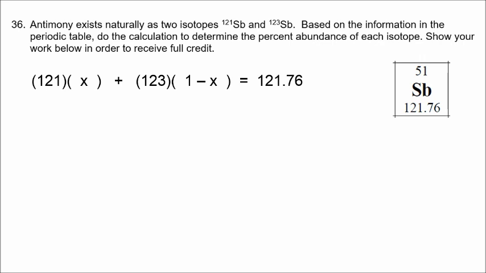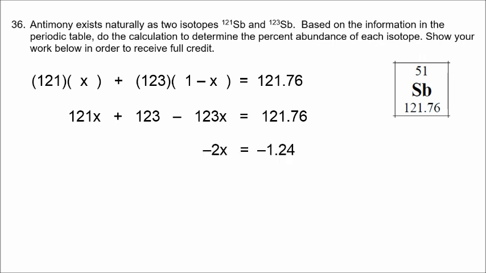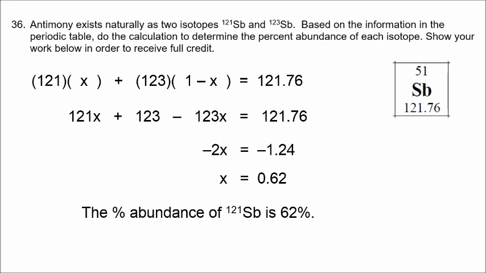Let's just go ahead and do the algebra. So 121X plus 123 minus 123X equals the average mass of antimony on the periodic table. So negative 2x equals negative 1.24, x equals 0.62. So the 121 isotope is 62%, and the abundance of the 123 isotope would be 38%.